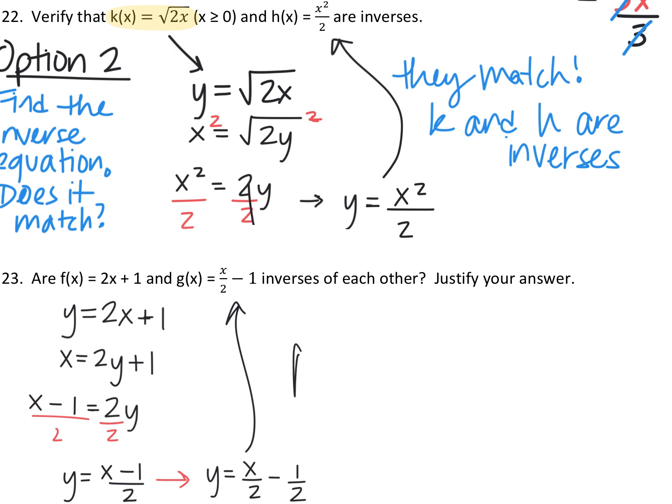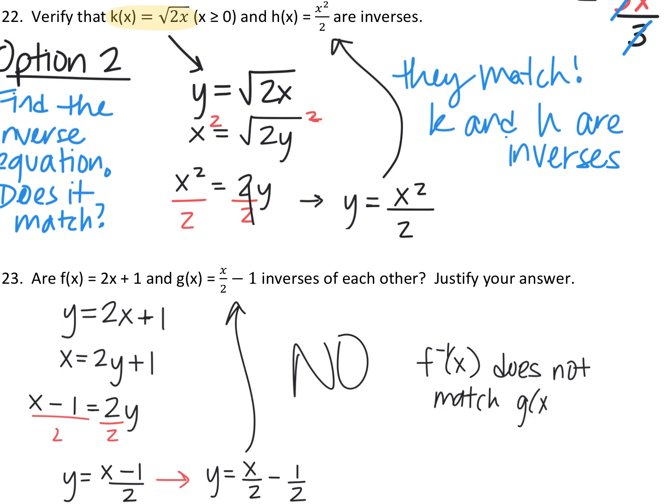No. They are not inverses. So if you did the compositions and you found they both simplify to x, something went wrong. And I can come look at it if you can't quite figure out what happened. But no, because is it f inverse of x? F inverse of x does not match g of x. Okay, and that is enough information to tell you that they are not inverses of each other because you should have gotten the same thing.